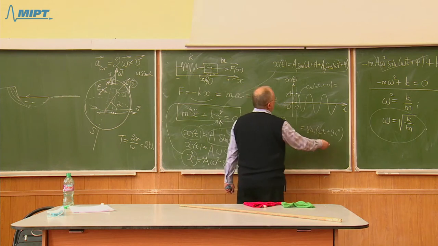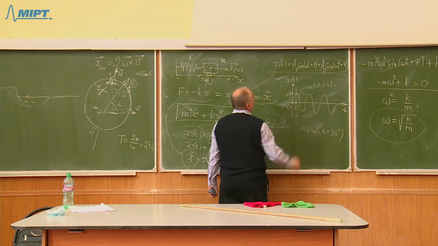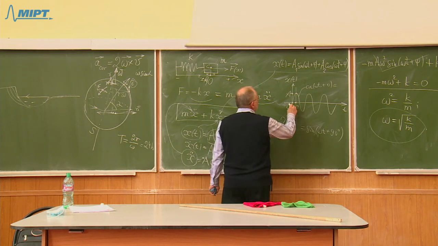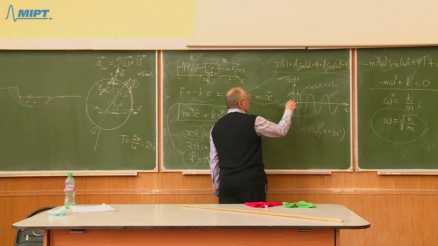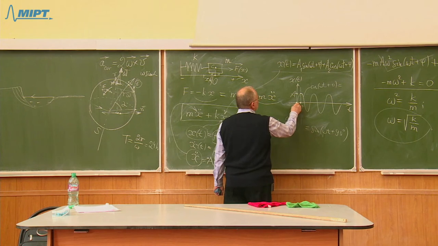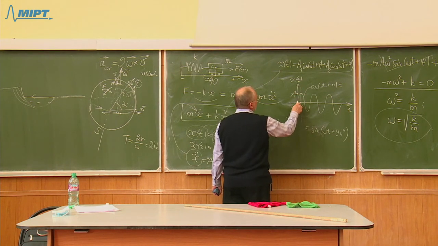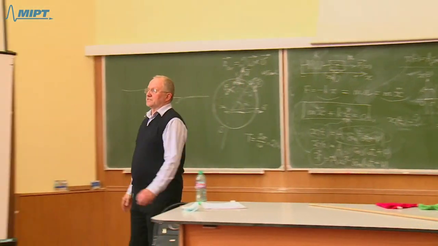Anyway, either this way or that way. If I started with zero velocity, but I can start oscillations from this point, it means that the initial deflection, the initial x position, will be 0, but the initial velocity will be non-zero. Can I start such an oscillation?